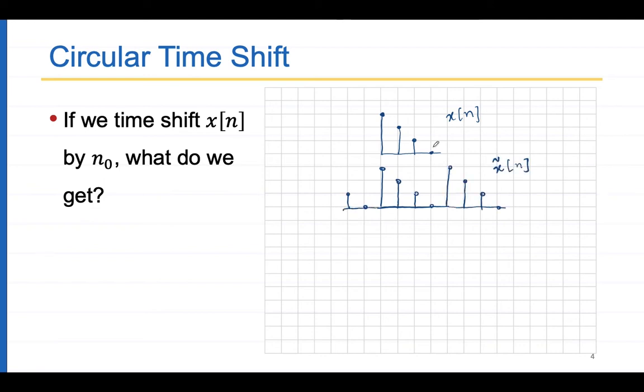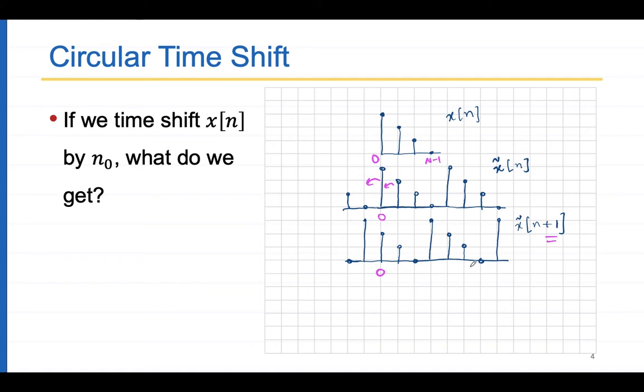From x[n], you can construct x tilde n, which is the periodically repeating version. Let's say my x[n] is from 0 to 3 only, and x tilde n is the periodically repeating version of x[n]. Now you apply the time shift on x tilde n. What will you get? In this case, your n naught is minus 1, and the whole thing gets shifted. This is the 0 now, and this was the 0 earlier. So the whole thing is shifted towards the right by 1.